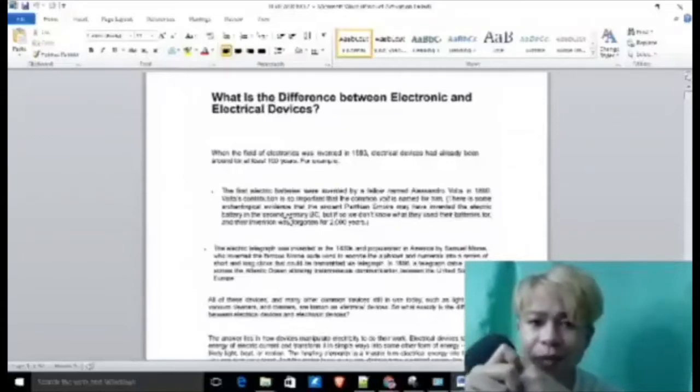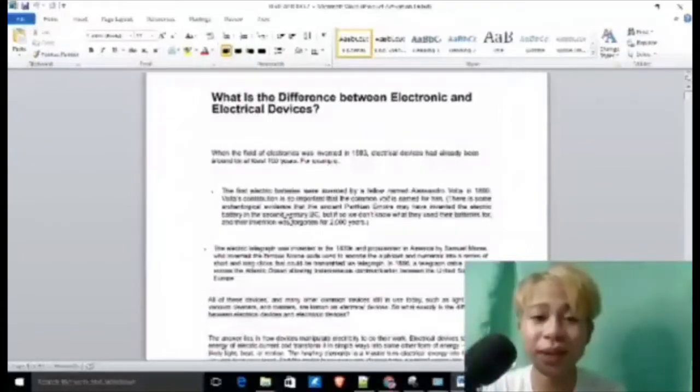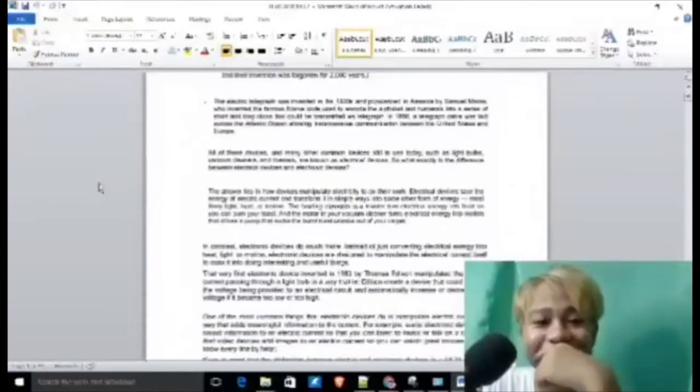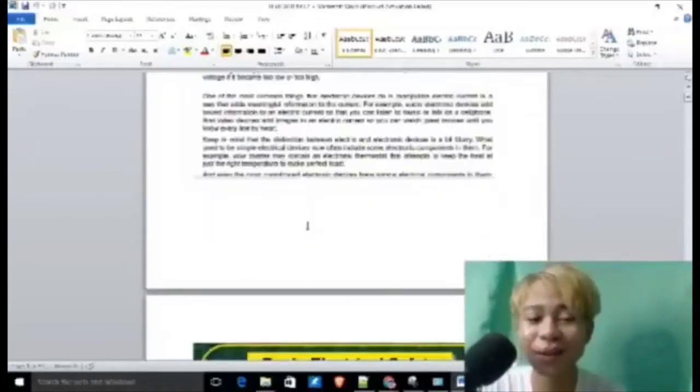It was really amazing to see a deeper understanding of these two words. Okay, so I think I'm going to move to the other topic. So that's my reaction about the first topic, which is electronics and electrical.